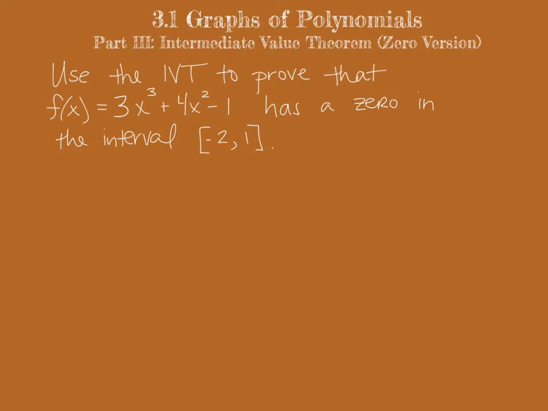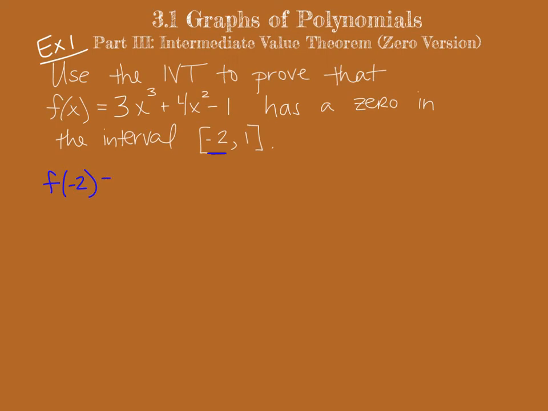Okay, here's our first example. I'll do two, just using the same function. We want to use the intermediate value theorem to prove that this cubic trinomial f of x has a 0 in this interval. So here's our a and here's our b. Our goal is to find f of -2 and f of 1 and show that they have different signs. Then we can conclude that there is a 0 between when x is -2 and when x is 1. So the first thing I'm going to do is find f of -2.